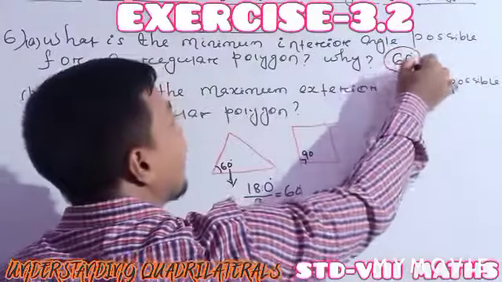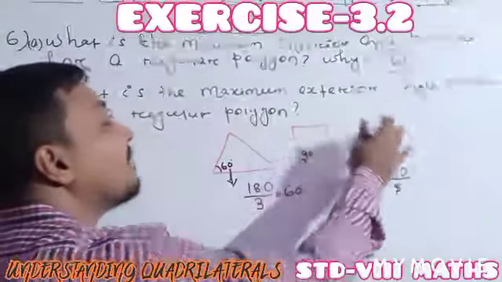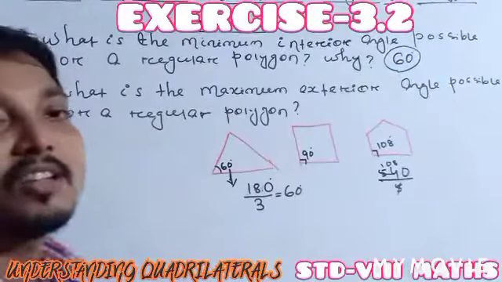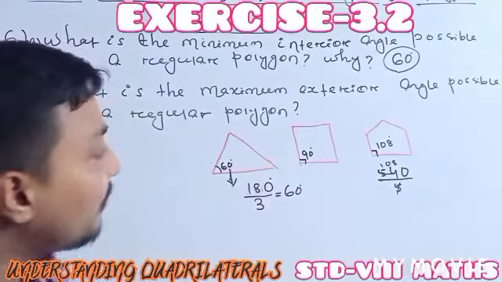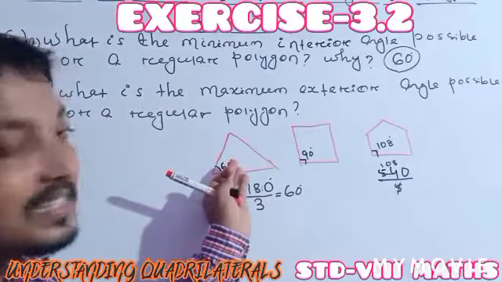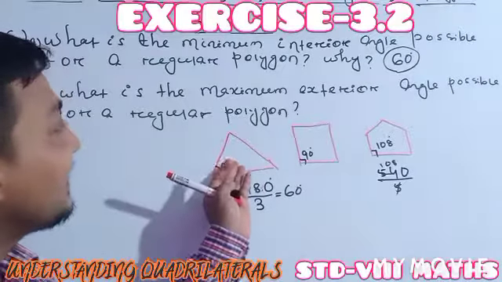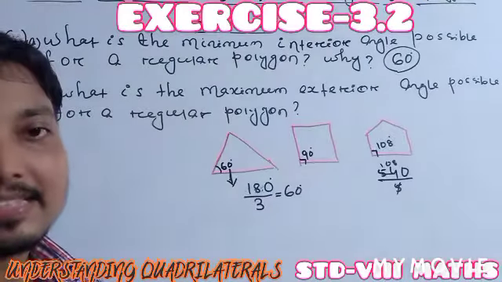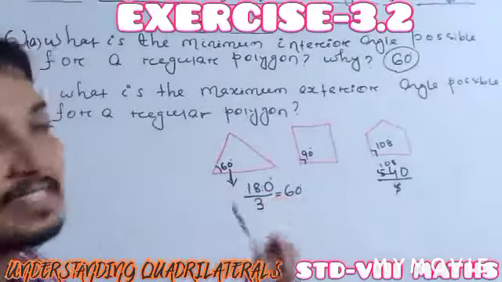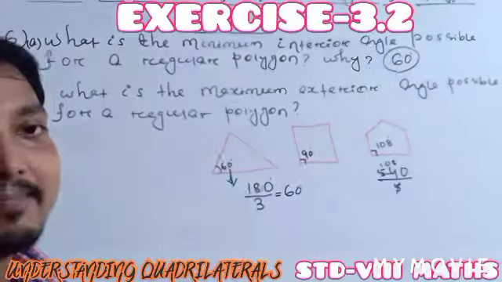So whenever we observe, the interior angle is 60, then after 90, then after 108. So on increasing the number of sides, each interior angle is also increasing. So the triangle has the least angle measure. The triangle is the polygon having the minimum interior angle, and the value will be 60 degrees.